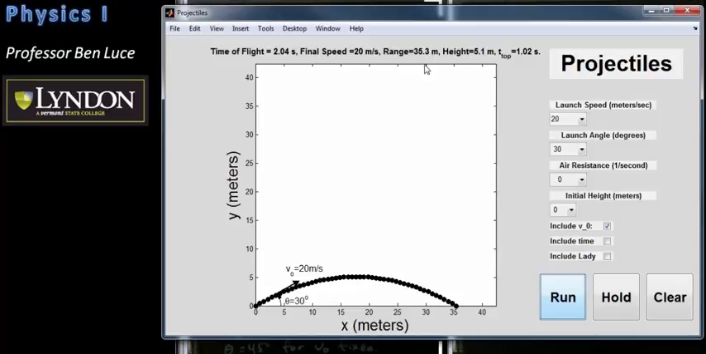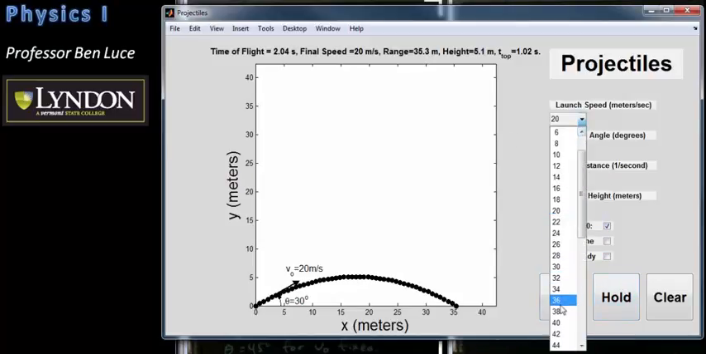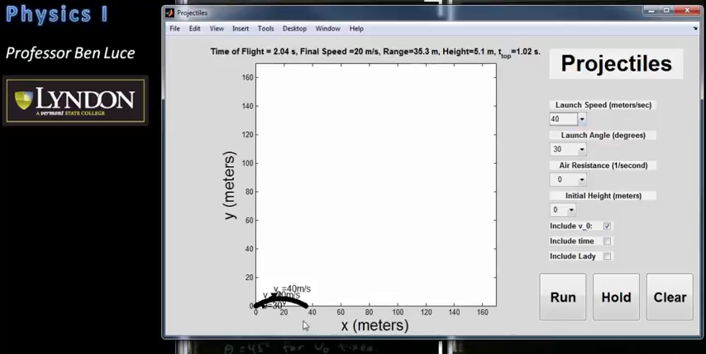So if we hold that angle and we double the launch speed to 40 meters per second, then our prediction is that we'll get about 4 times 35. 2 times 35 is about 70, so we'd get 70.6. And doubling that again, 141.2 to be exact.